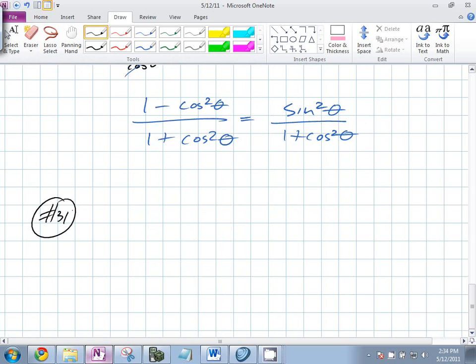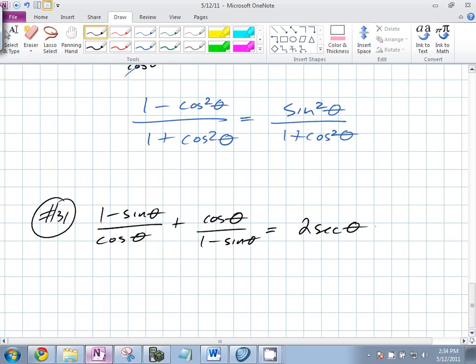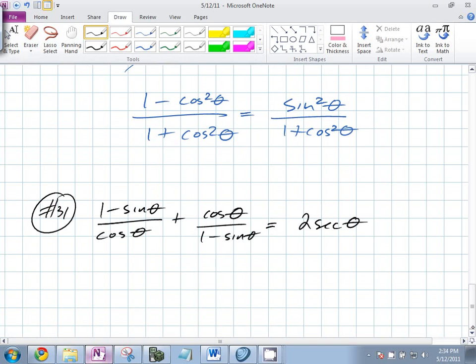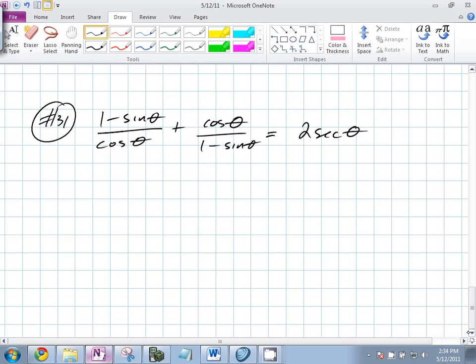1 minus sine theta over cosine theta plus cosine theta over... equals. Okay. Let's work on that left. How many fractions are on the right? You can say it's 1. Just as it's written right now, how many fractions do you see? None. Technically, if you write in terms of sine and cosine, it's 1. How many terms do you see on each side? 2 on this side, 1 on that side.